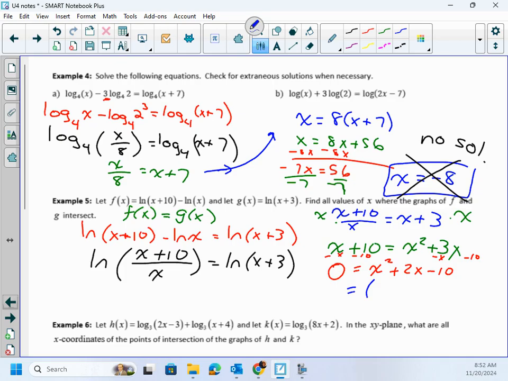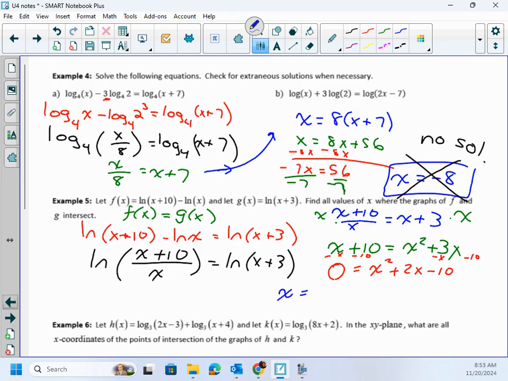Factors of negative 10 that add to be positive 2 are x plus 5. Nope, they're not. 5 and 2 makes 3. Alright, so if it's not 5 and 2, that did not work nicely. It's totally fine. Alright, so quadratic formula. Because it doesn't factor nicely, the factors are 5 and 2, and that adds to be 3, and 10 and 1, and those don't add to be 2.